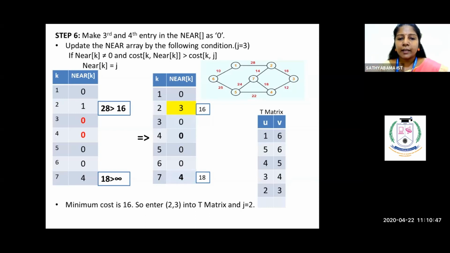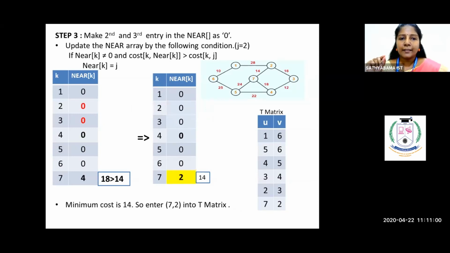So what is the J value here? J is equal to 2 because only the second entry was copied into the T matrix. So J takes the value 2 in the next iteration. Now in this iteration, the first step is you are going to make the second entry and the third entry as 0.